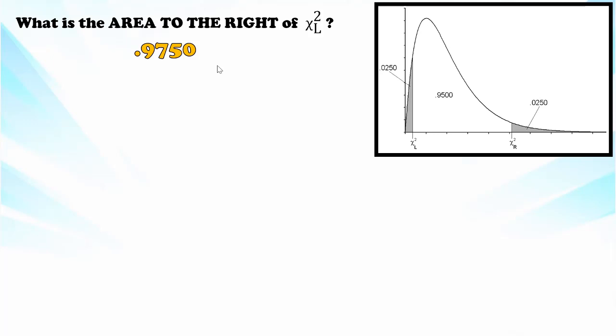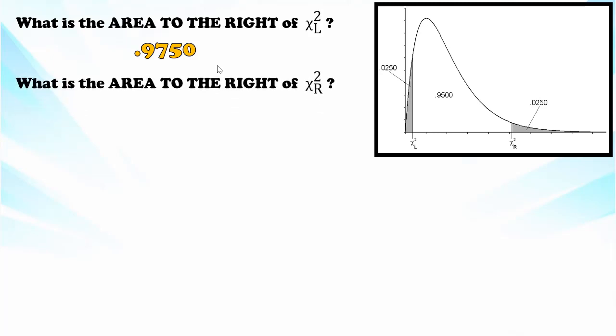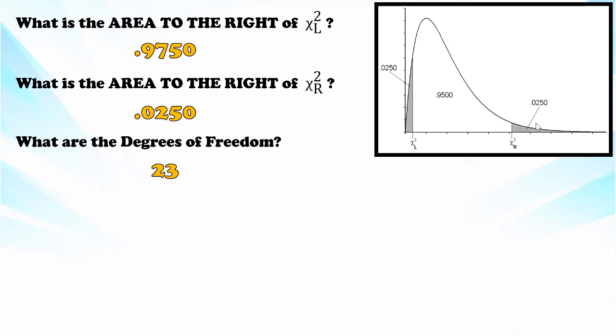All right, well, what about the area to the right of chi-square R? So if we, again, go to the graph of the chi-square distribution, we find the chi-square R here over on the right-hand side. We want to know how much area is under the curve to the right. Well, that's just the right-hand tail. So that's just this tail area of 0.0250. We also need to know the degrees of freedom in this problem, and the degrees of freedom are directly related to the sample size. The sample size was 24, so the degrees of freedom here are 23. Remember, degrees of freedom are n minus 1, the sample size minus 1.